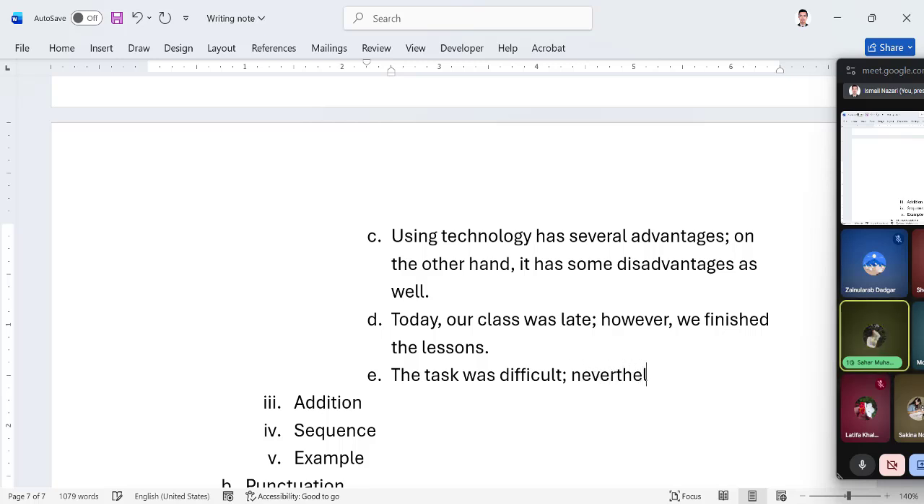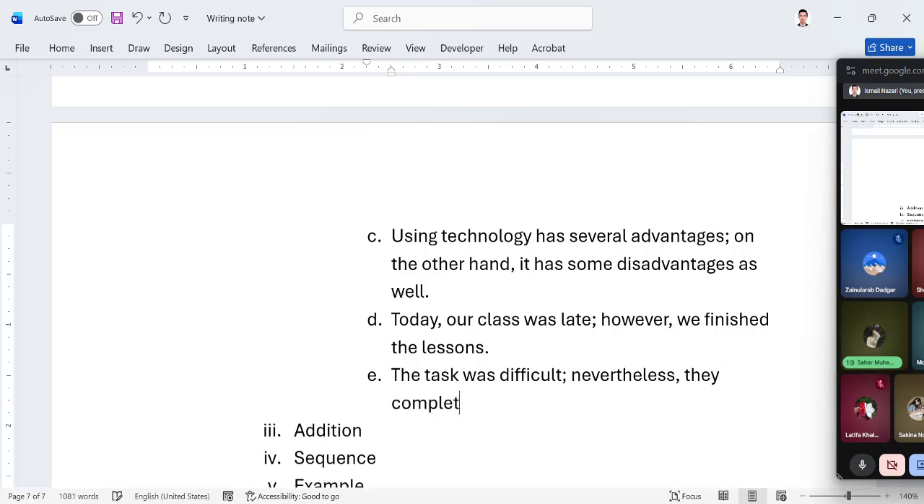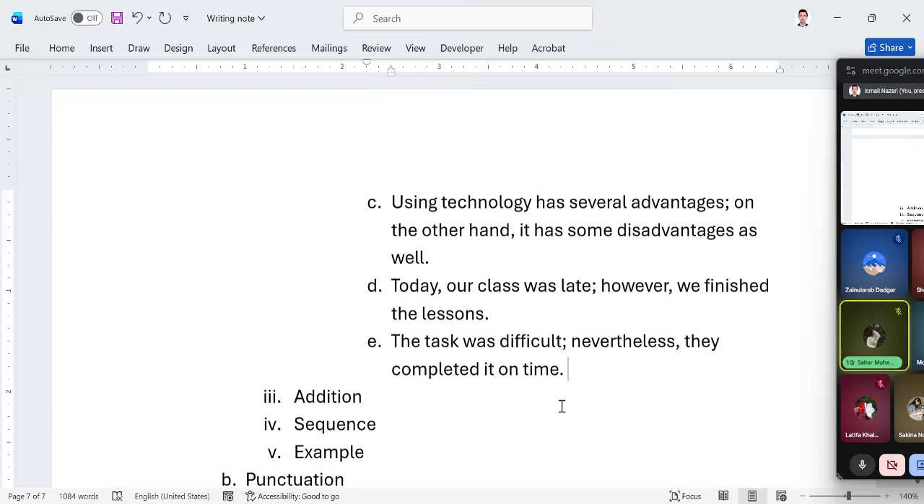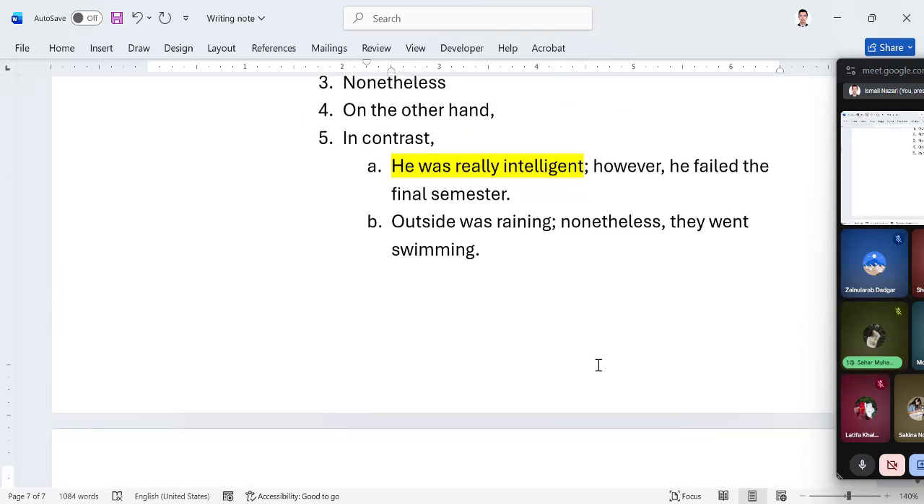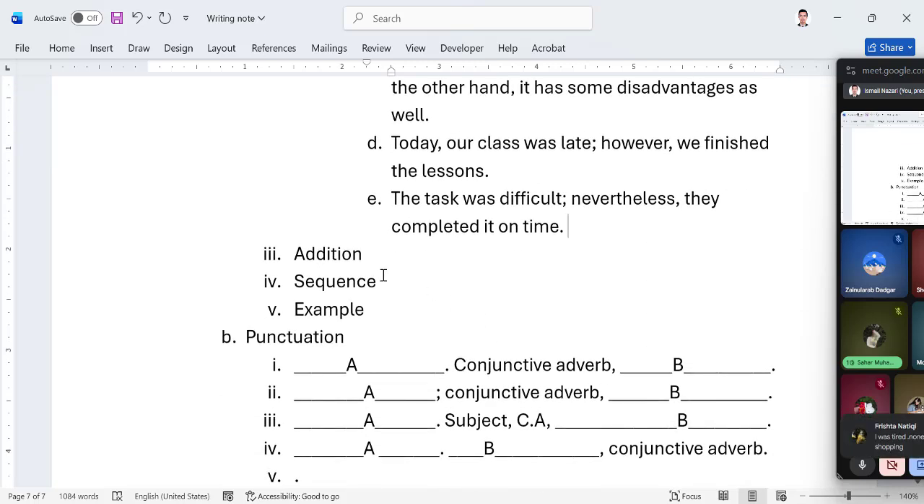Nevertheless, they completed it. They completed it on time. Okay, great. So that's what we have as contrast conjunctive adverbs.